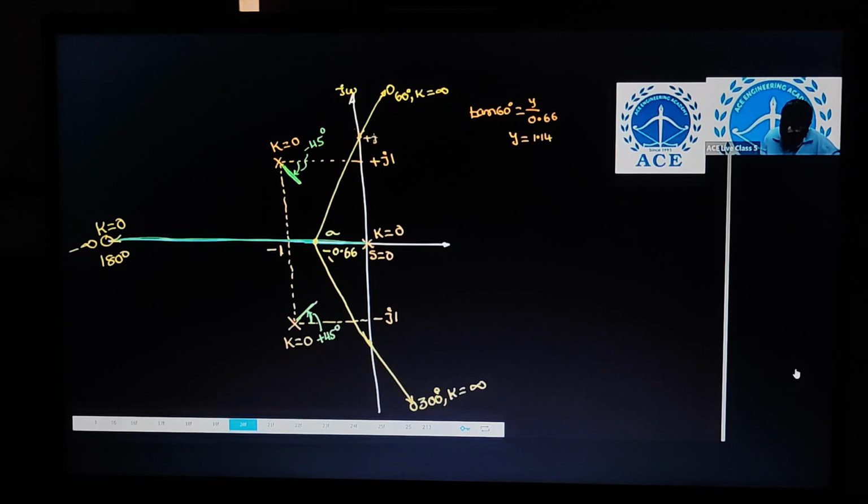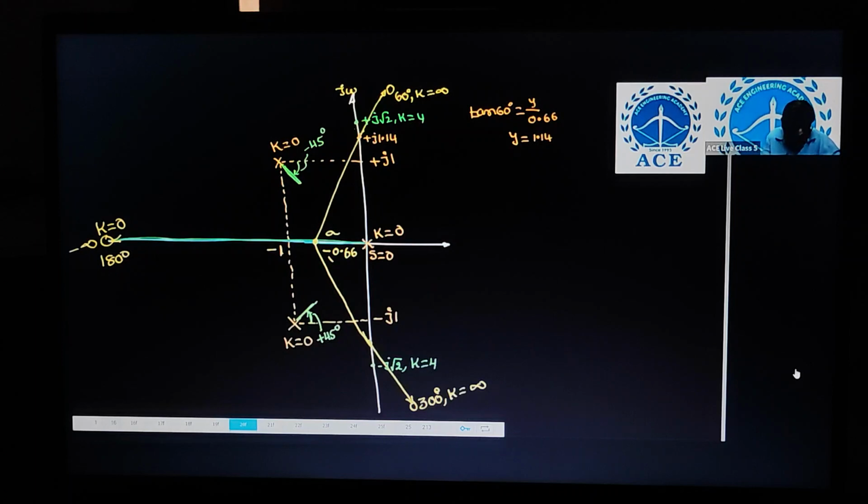That means this is plus j 1.14. For the intersection point, root 2. Root 2 means what? Plus j 1.414. Yes or no? So that means you will get it above. So the intersection point is above here, plus j root 2 and K equal to 4. Here minus j root 2 and K equal to 4.